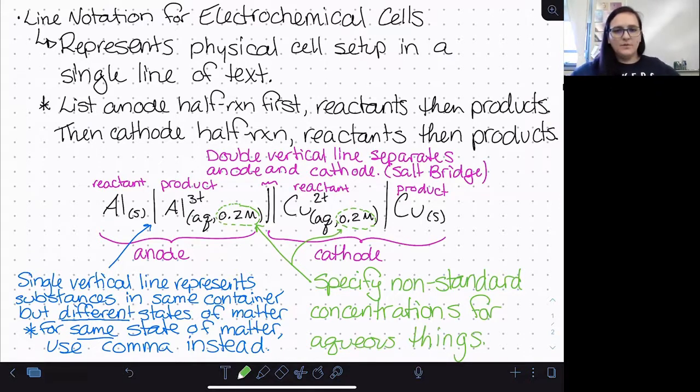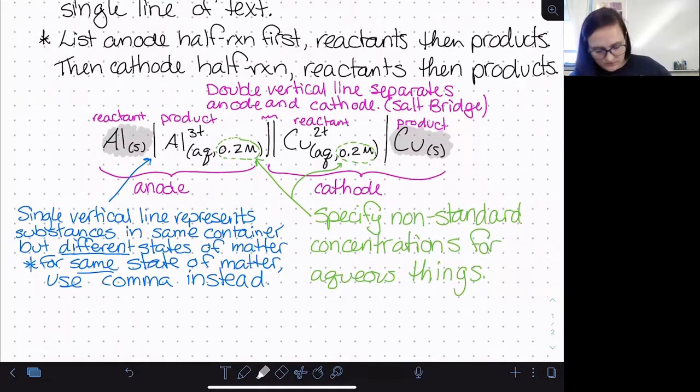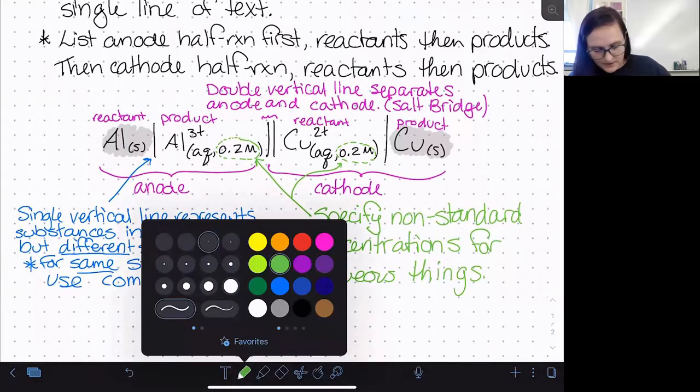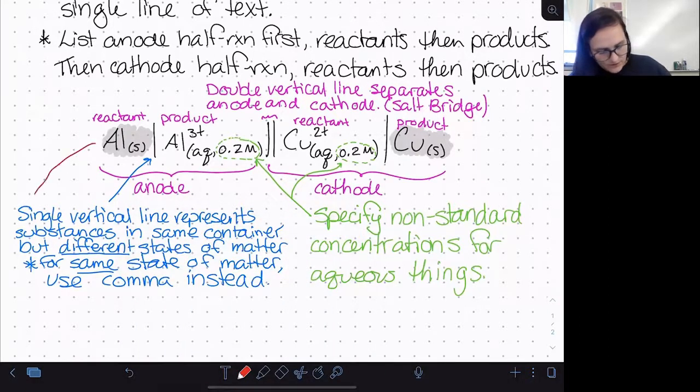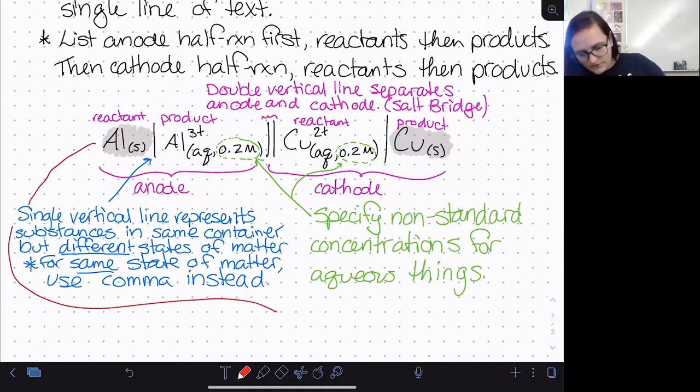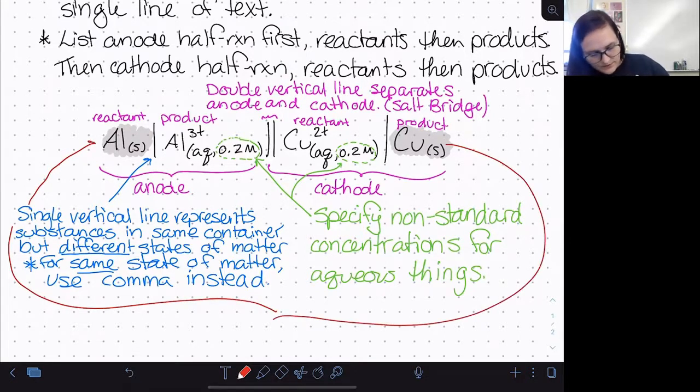One thing to note is that if you have done your line notation correctly, you should find that the very first thing and the very last thing are both solids, your electrodes. So your line notation should always start and end with a solid.